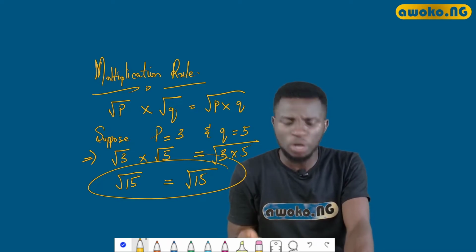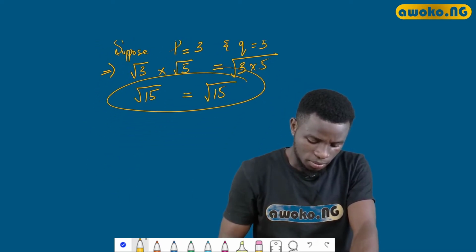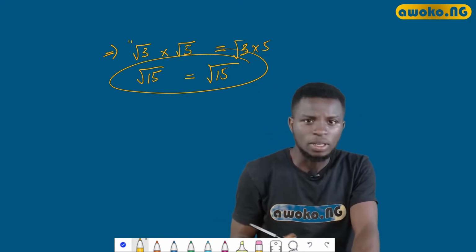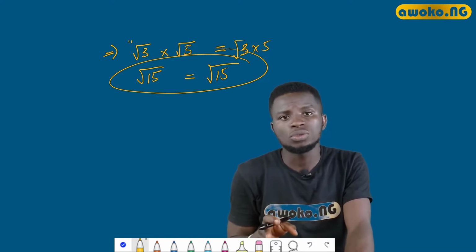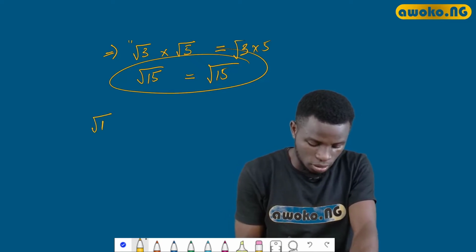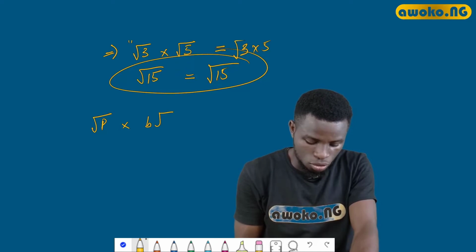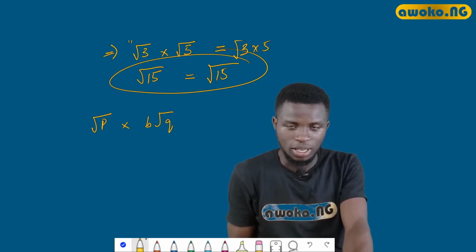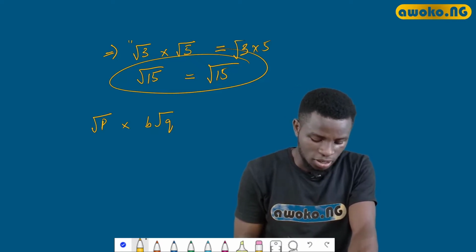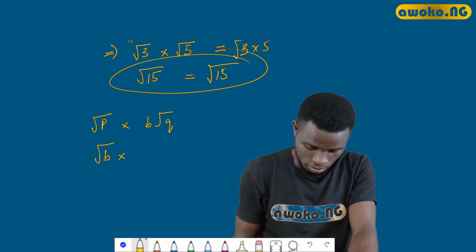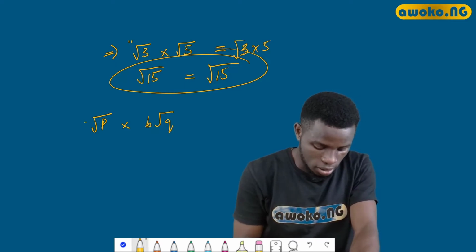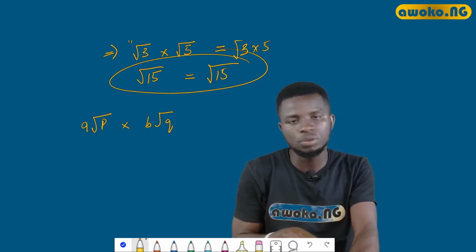Okay, so this is the way the multiplication rule holds. So if we have an expression, let us say we have another expression like a root p times b root q. Okay? Now, for the multiplication rule, just like I said earlier, let's say we have a root p times b root q.